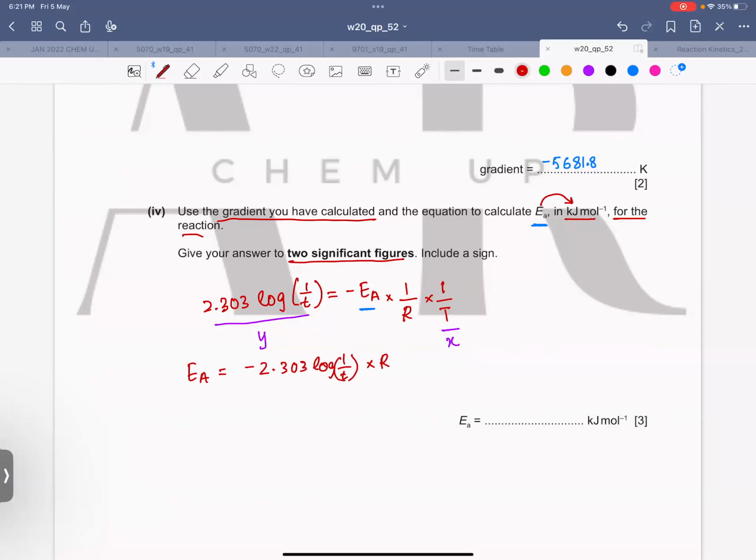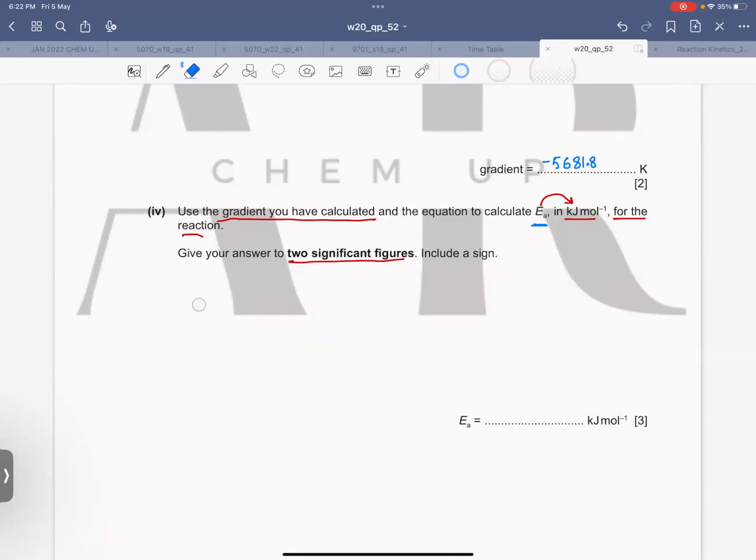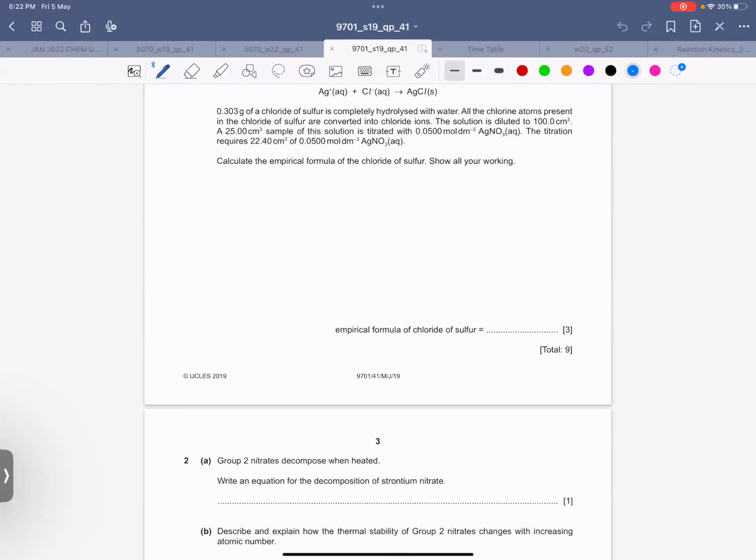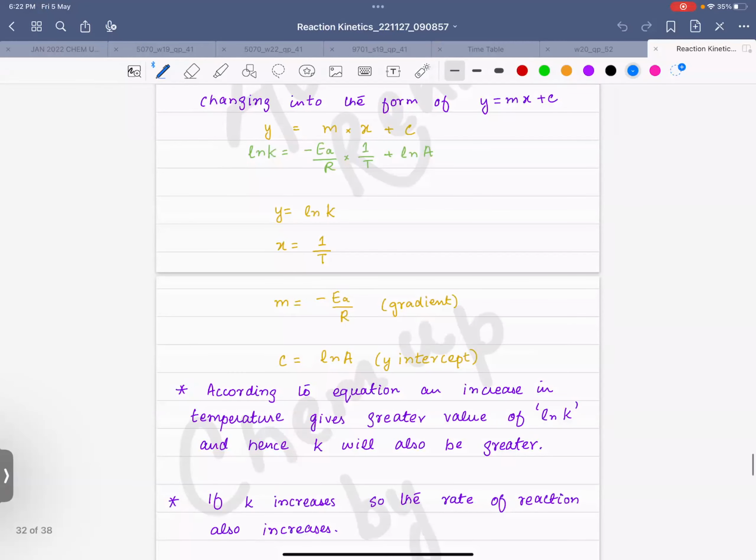Sir, we can also do it directly from the relation: minus EA over R equals gradient. We already have the gradient. We have to find EA, and we have R, so we will make the equation. Yes, thank you. Yes, we can do it this way as well. So if you see over here, the gradient is equal to minus EA over R.